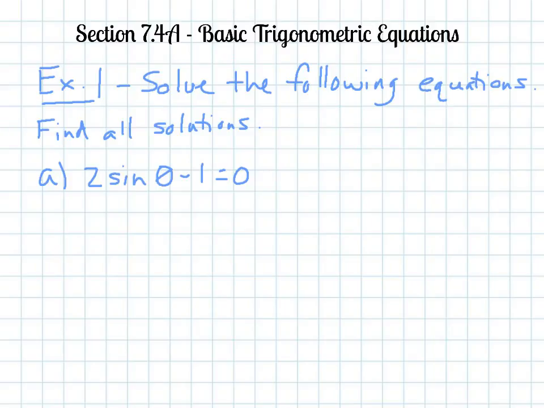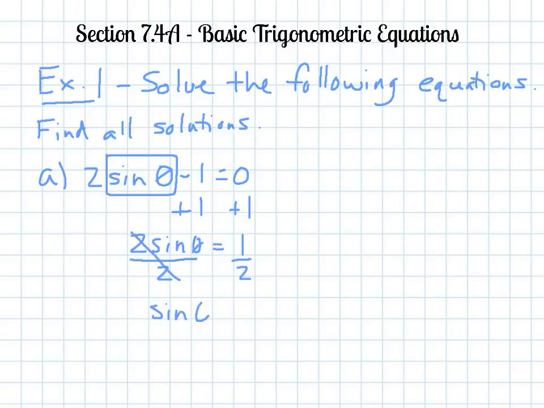For this one, now you would solve it as if this is your variable, so sine of theta. So solve for sine of theta, and then we'll go from there. So if I add 1 to both sides, that leaves me with 2 sine of theta equals 1, and then I want to get rid of the 2, so I'll divide both sides by 2. So that leaves me with sine of theta, which is what I want, and that equals 1/2.